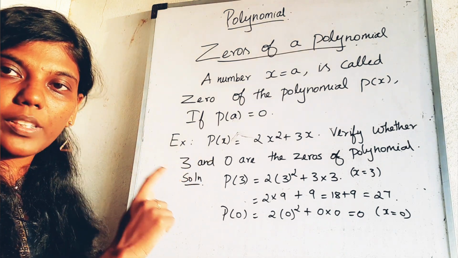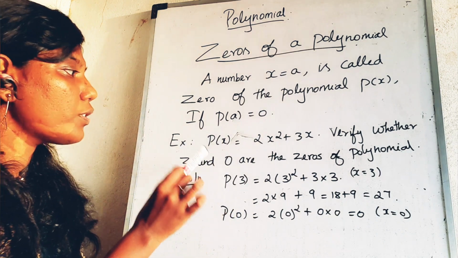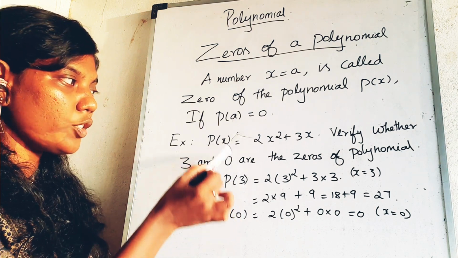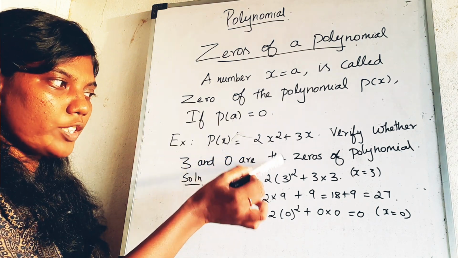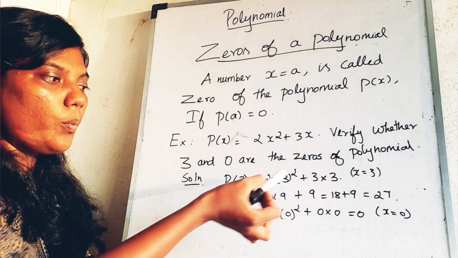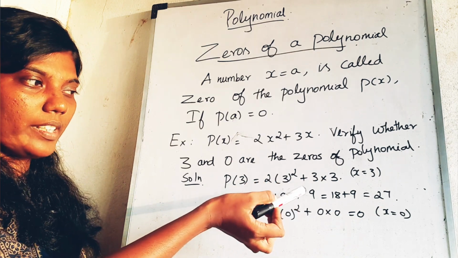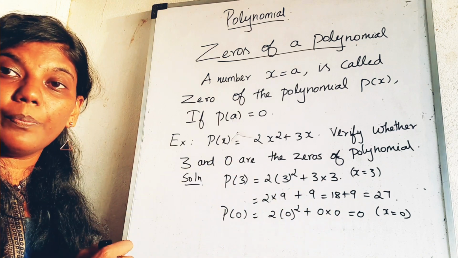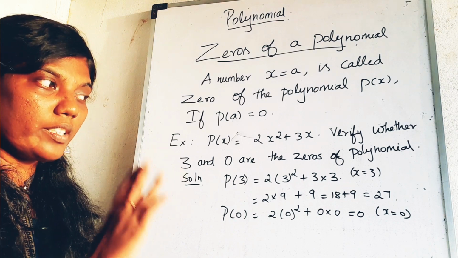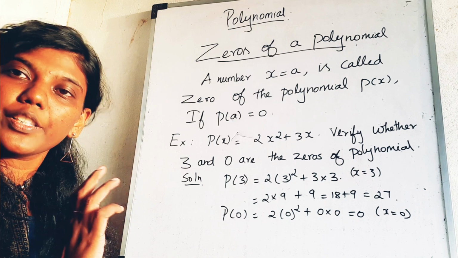First we are going to check with 3. You take the number 3 and substitute it over there. So p of 3: instead of x, you put 3. Then 2 times 3 whole squared, plus 3 into 3. Now when you do the calculation, that is 2 into 9, plus 3 into 3 is 9, and you get 27. So it is not equal to 0. As it is not equal to 0, 3 is not a zero of the polynomial.